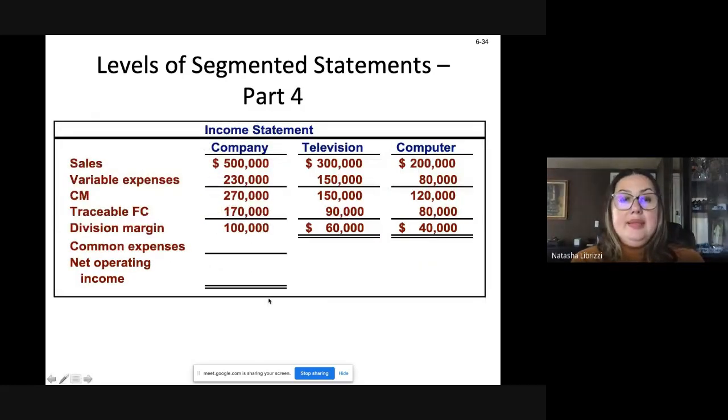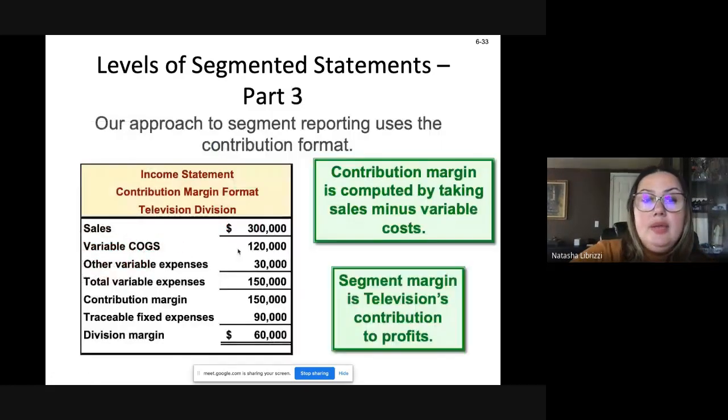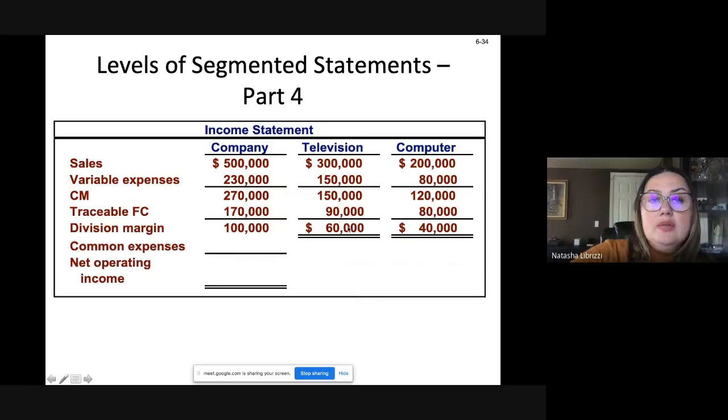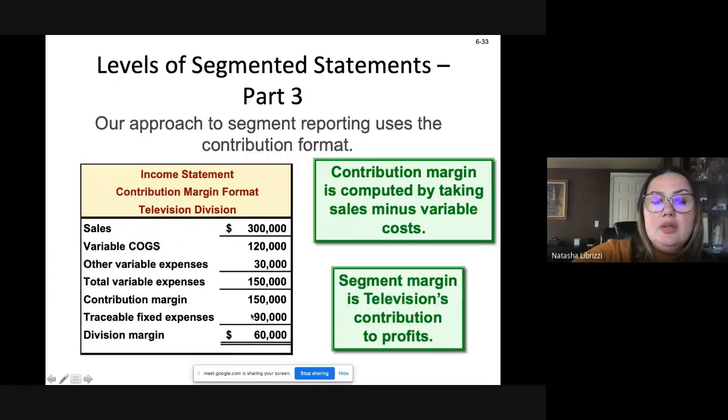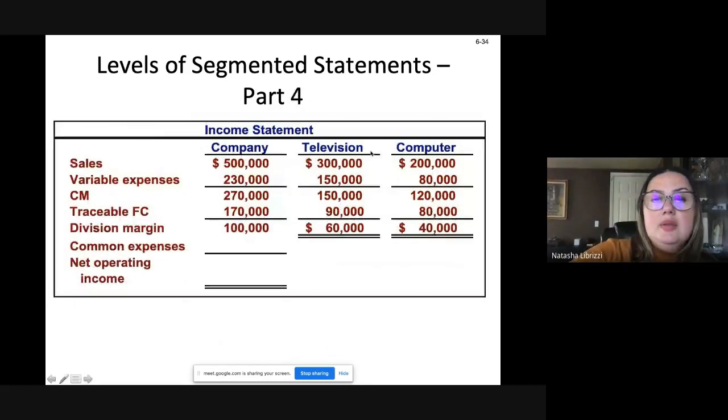Now, this is going to go further down. So we have this overall sales of 300 for television, right? And it's right here. So what you just saw is here. What I'm also going to share with you, the computer division has the following data. So this is my $60,000 for division margin that we just broke down. And it's all located here.